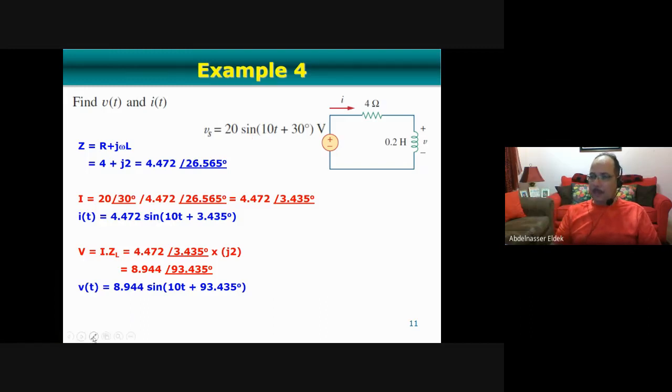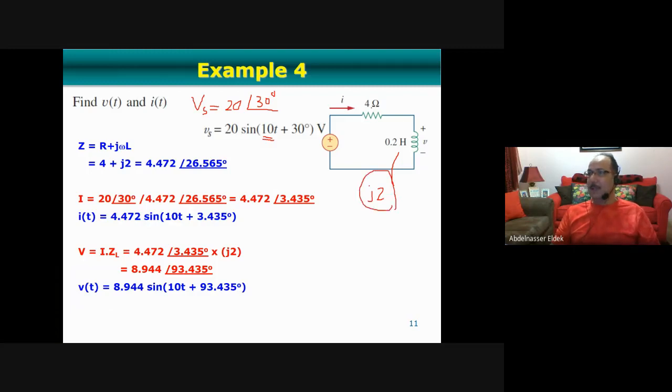So in this case, the Vs(t) in phasor form is just 20 at an angle of 30 degrees. So this is Vs, but keep in mind that it is in sine, not cosine. For the inductor, it is j omega L. Omega is 10, so 10 times 0.2 is 2. So it is j2.